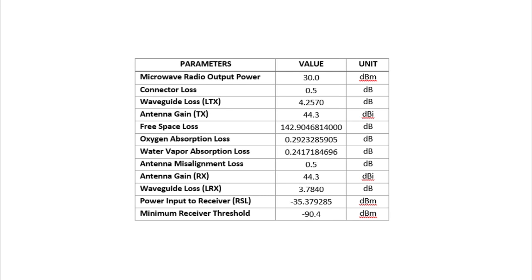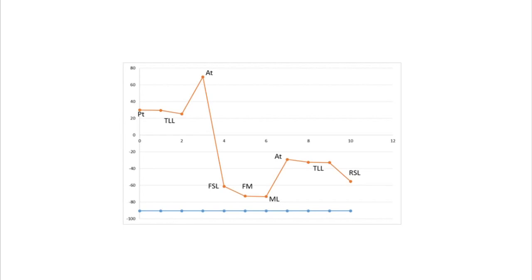This is the graphical representation of the link budget. It shows how the gains and losses affect the transmit power during transmission. The blue line is the minimum receiver threshold. It can be found on the specification sheet of a microwave radio. The received signal level should not exceed the minimum receiver threshold because it might cause transmission problems.